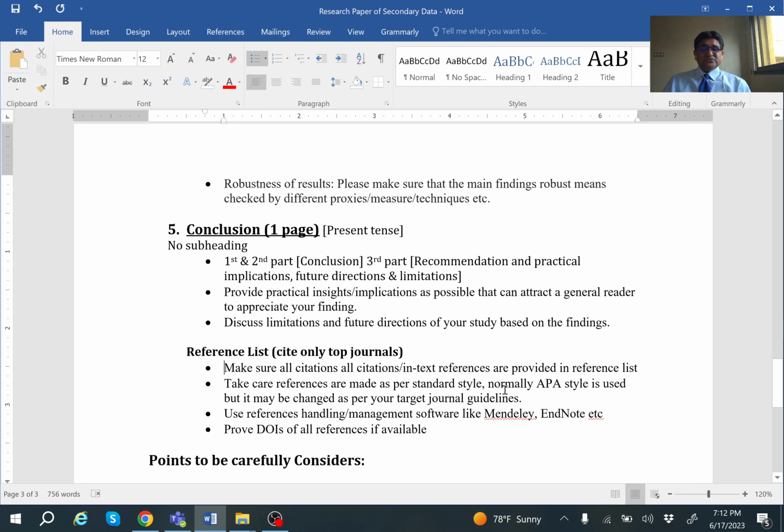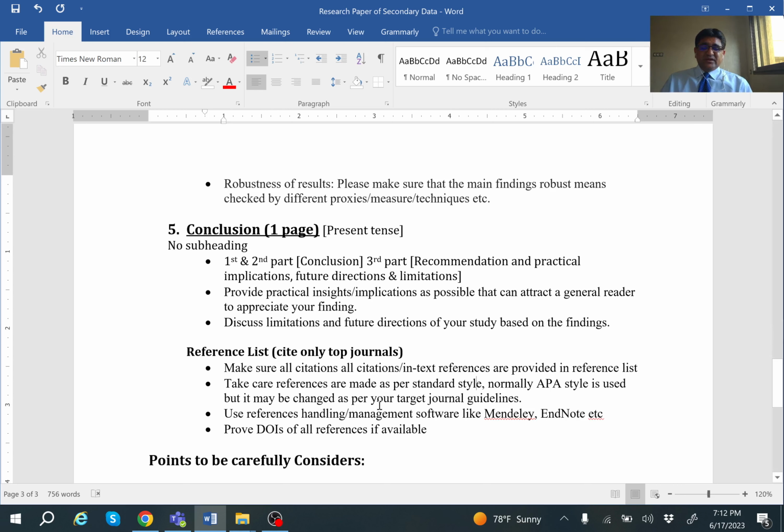So we normally use APA style. Then this style may be changed with respect to the general guidelines or conference guidelines where you are going to submit. So first you have to convert your thesis into a paper in a general way. Once you are targeting any conference or any journal, then read the author guidelines. Then you need to redress your paper as per the guidelines.